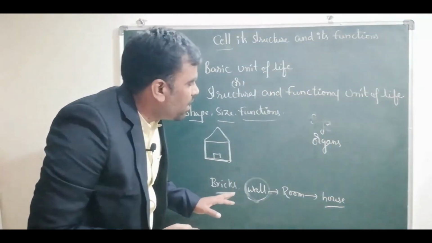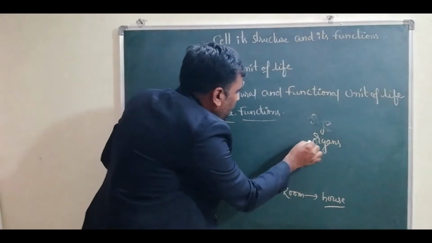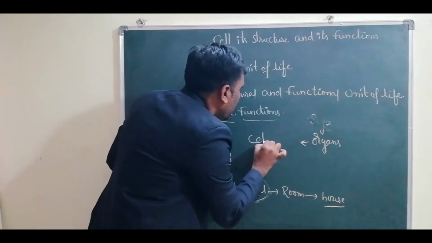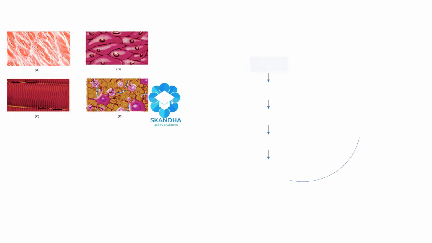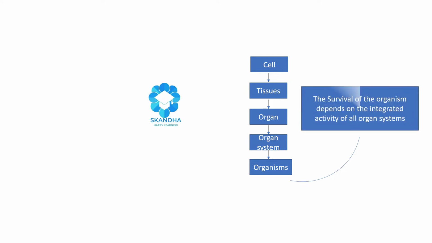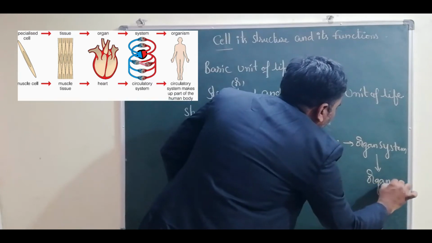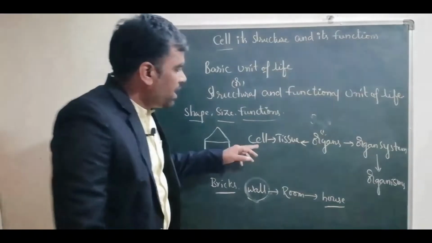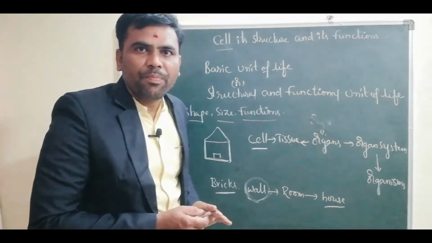In the similar way, in our body, the basic unit is nothing but the cell. A group of cells forms the tissues, a group of tissues forms the organs, then a group of organs forms the organ system, and a group of organ systems forms the organism. See, here cell is the basic unit of life. If there is no cell, there is no organism.